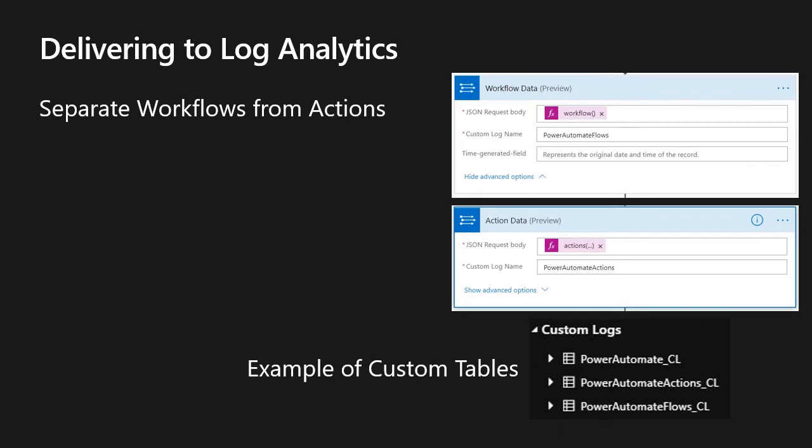You'll see whenever you do create this in Log Analytics, it'll add the _CL to the end of your log. So in this case, you can have Power Automate _CL, Power Automate Actions _CL, Power Automate Flows _CL. This is useful too if you're looking at error handling. If you want to pass any of the error messages, you could just do this directly as well. So maybe your Power Automate Actions only collects failing exceptions and so on. You can get alerted on that.